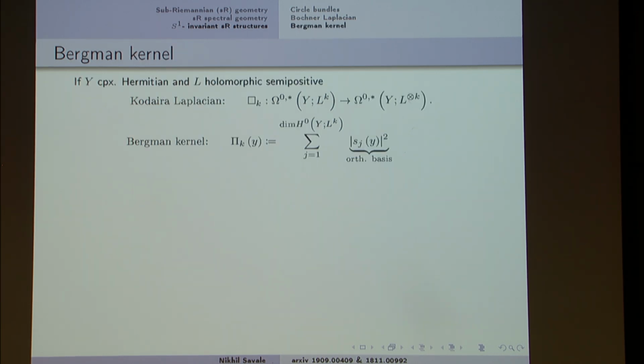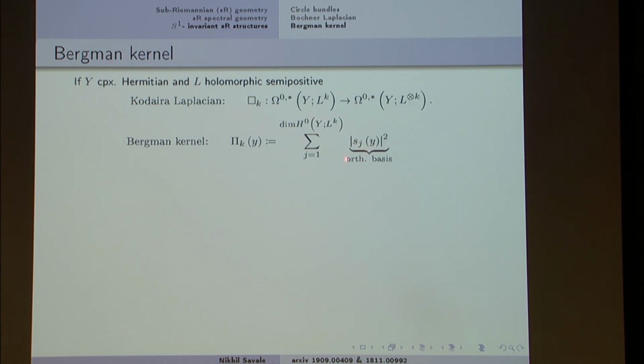And finally, this is my last slide. So finally, if your manifold is not just a real Riemannian, but has also a complex structure, you can define not just the Bochner Laplacian, but the Kodaira Laplacian. Okay, so this keeps track of the complex structure. It acts on sections of tensor power with values in forms. And you can look at what's called the Bergman kernel. So you can look at the harmonic sections which generate the cohomology.